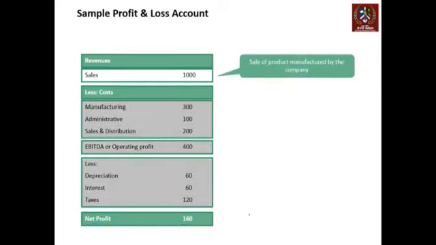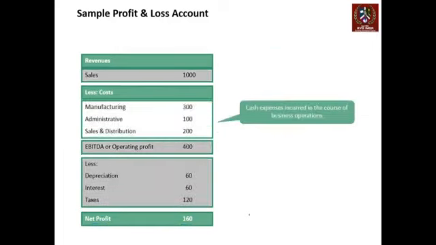Sale of the products manufactured by the company, that's your sales. Costs are cash expenses incurred in the course of business operations. They could be manufacturing costs, which could include raw material costs or some part of salaries, etc. They could be administrative costs, which could be essentially selling and general administration expenses, electricity, etc. They could be sales and distribution costs, which could include marketing costs, etc.